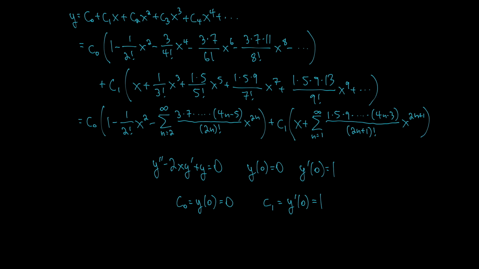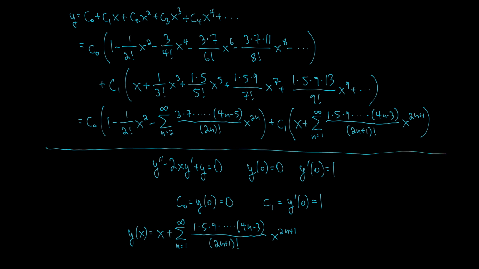So that means the solution to the initial value problem would just be y of x equals x plus the sum from n equals 1 to infinity of 1 times 5 times 9 times etc. till we get to 4n minus 3 over 2n plus 1 factorial x to the 2n plus 1, because only the odd coefficients remain. And this wasn't really part of our problem, but it's interesting to consider how much simpler we get solutions, provided that we have some initial conditions.